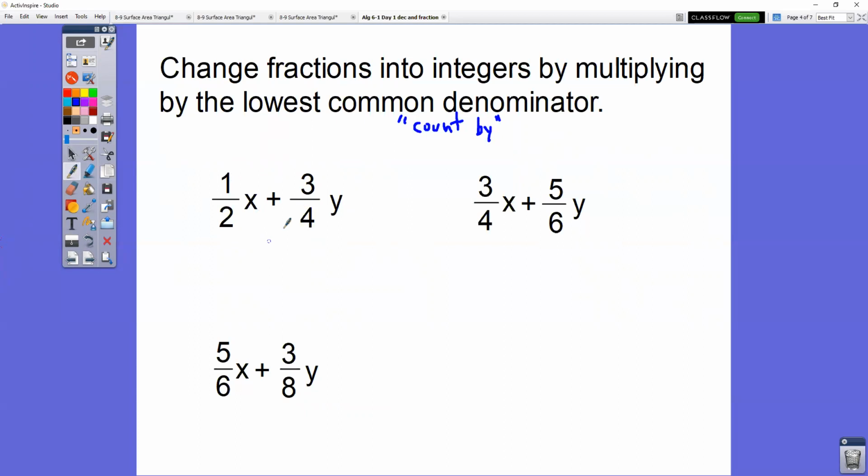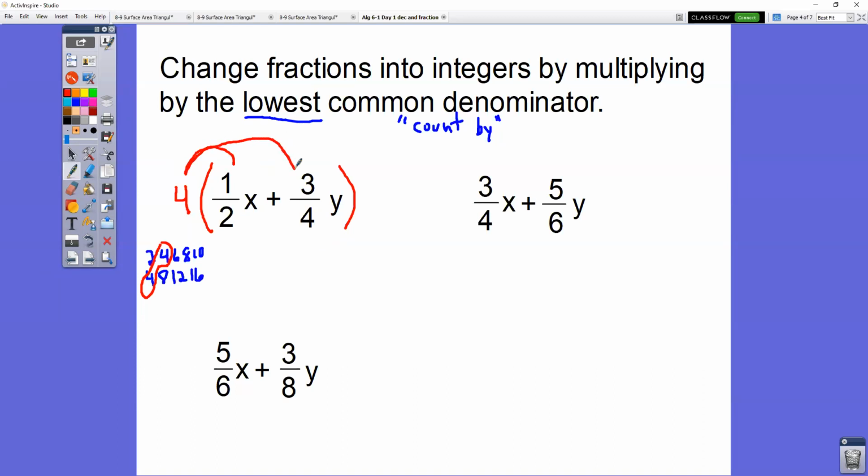So if I take a look at this expression, 1/2 x plus 3y, to find my lowest common denominator, I need to count by twos: 2, 4, 6, 8, 10. I need to count by fours. Remember, we're looking at the denominator, so the bottom number. 4, 8, 12, 16. I want the lowest common denominator. Well, my lowest common denominator in my list of counting by the denominators is 4. So I would want to take this expression and multiply it by 4.